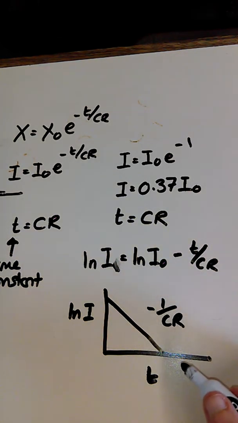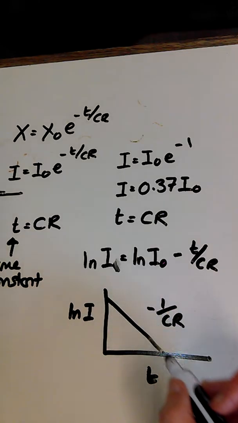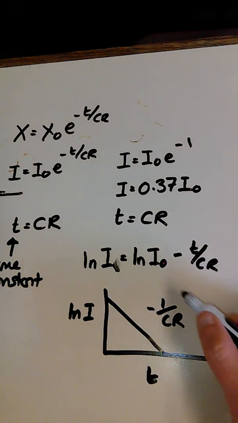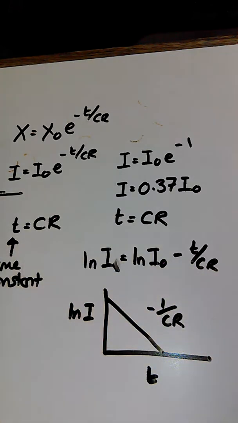So if you discharged a capacitor, took a reading of the current every 10 seconds, something like that, and plotted that graph, you could find the capacitance by using minus 1 over CR. So they're the first couple of things that you need to be aware of, looking at how you can find the capacitance of a capacitor.